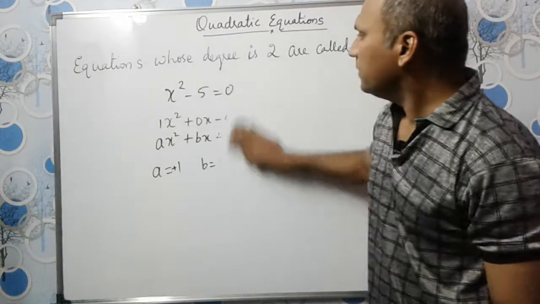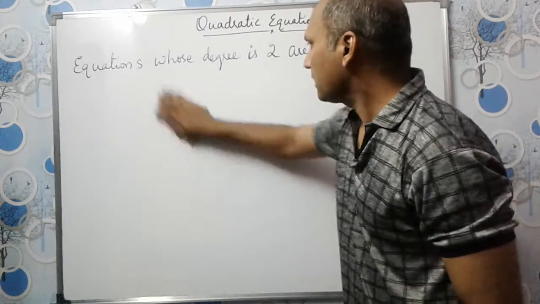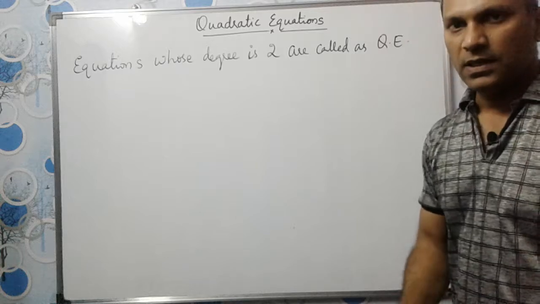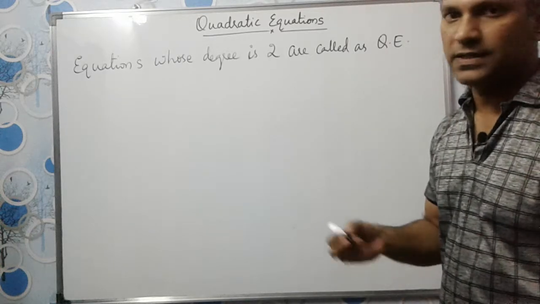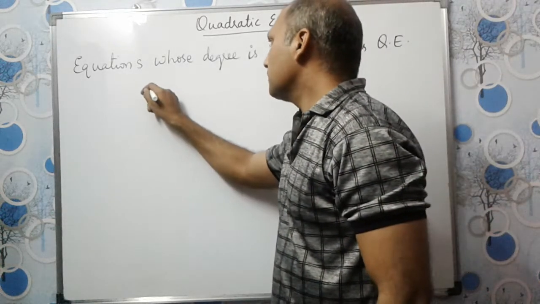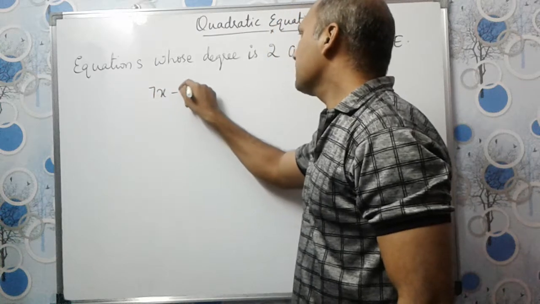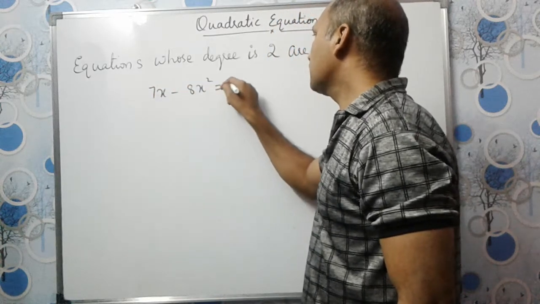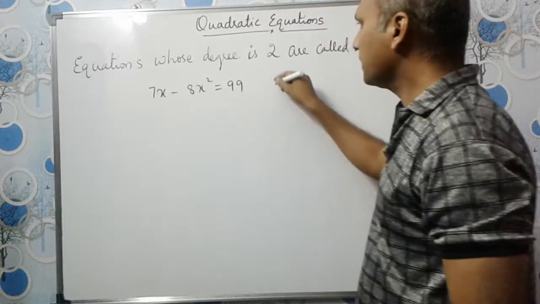Now, let me give you few more examples. Let us try to find the values of a, b and c. So let us write 7x minus 8x square is equal to 99.